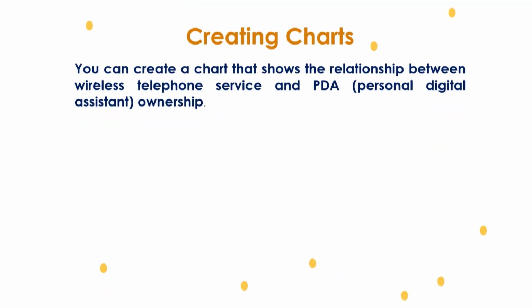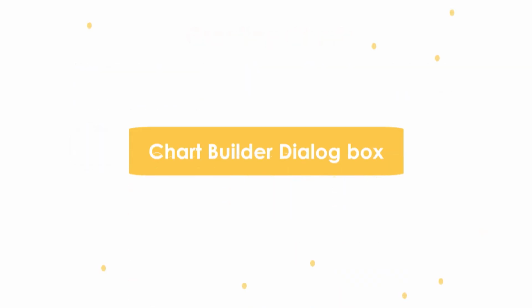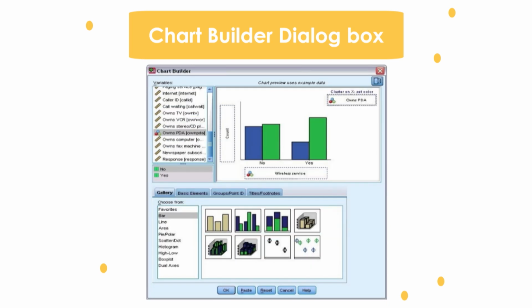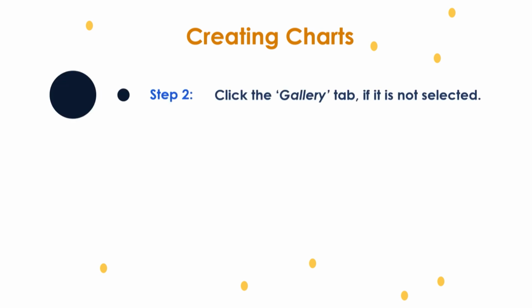Let us discuss how to create a chart. You can create a chart that shows the relationship between wireless telephone service and PDA, that is nothing but personal digital assistant, ownership. Step 1. From the menu, choose Graphs, then choose Chart Builder. So, this is how the Chart Builder dialog box will look. You can easily understand from the dialog box what charts are available, like bar diagram, pie chart, and everything is available. From that you can choose for which variable you want to use it.